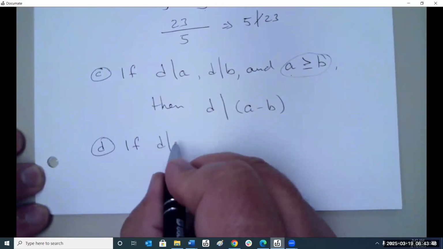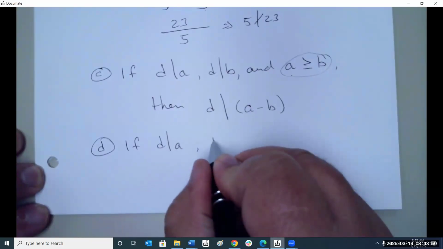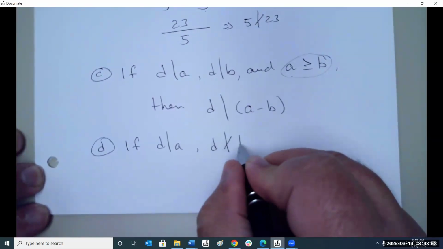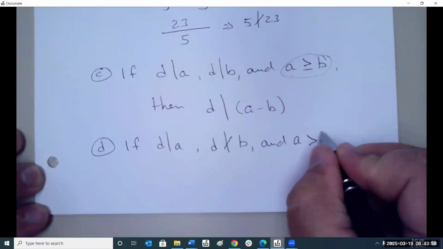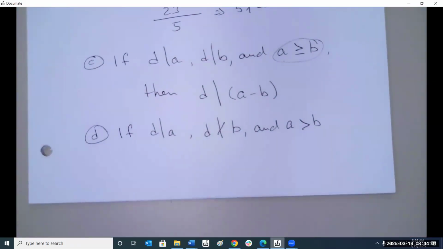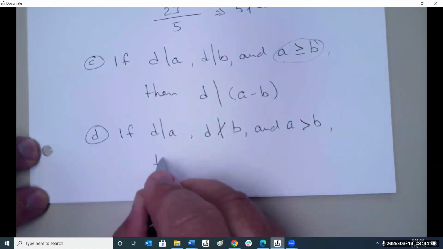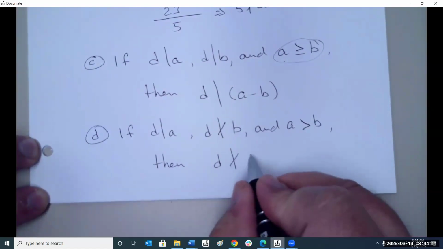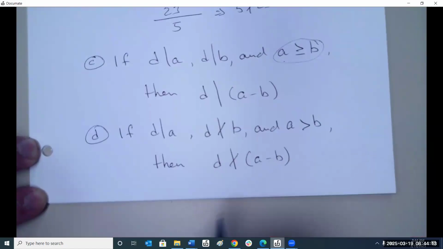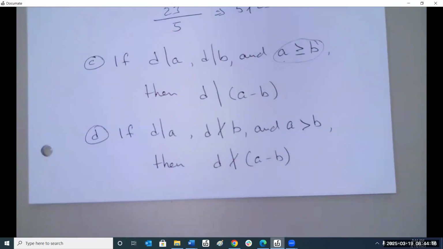If D is a divisor of A, D is not a divisor of B, and A is strictly greater than B, then D is not a divisor of A minus B. For the same reason we've been saying.